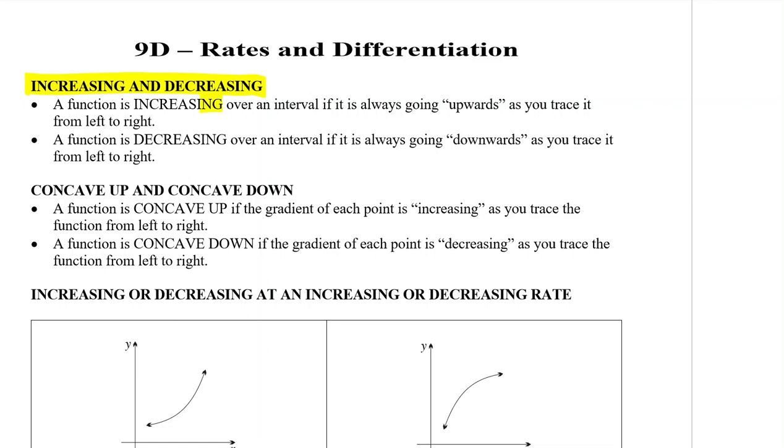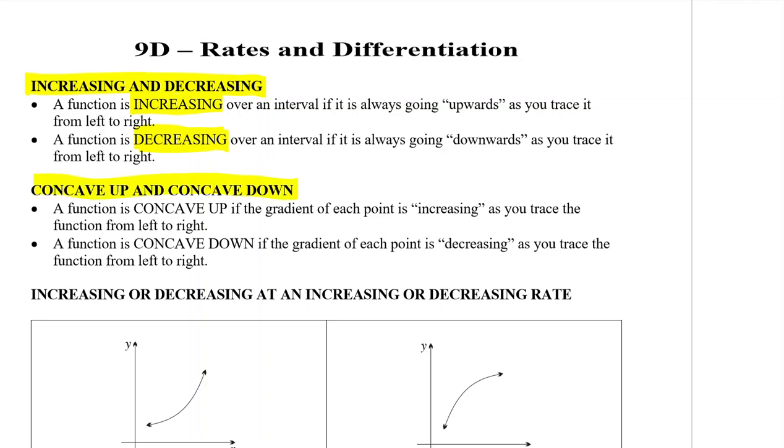If a function is increasing, that means that it has a positive gradient, or in other words, that it's always going upwards as you trace your finger from left to right across the graph. It is decreasing with things that have negative gradients, so that is an interval that is always going downwards.